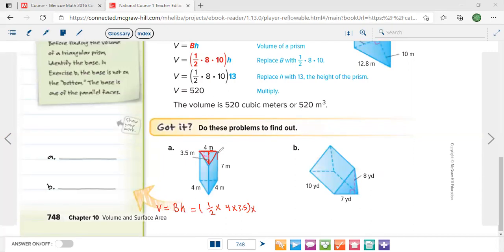I told you the line joining the two triangles. It's 7. Half times 4 is 2. 2 times 3.5 is 7. So this is like 7 times 7 equals 49 meter squared.